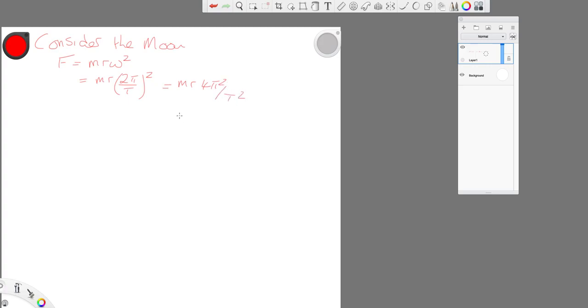Now, Newton said that this force was some constant times the mass over the square of the radius. So let's equate those. We'll cancel the masses and we'll get the r's together. So we've got 4 pi squared r cubed equals k T squared. Let's call that equation 1.